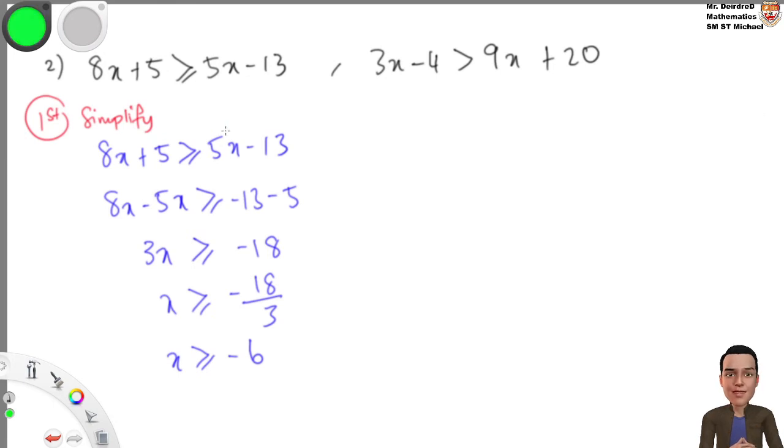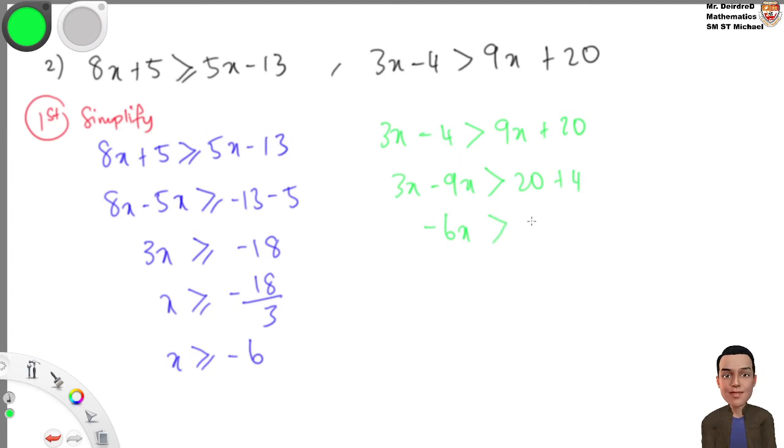And then for the second inequality, 3x minus 4 greater than 9x plus 20. So you'll get 3x minus 9x greater than 20 plus 4. And then you'll get negative 6x greater than 24.